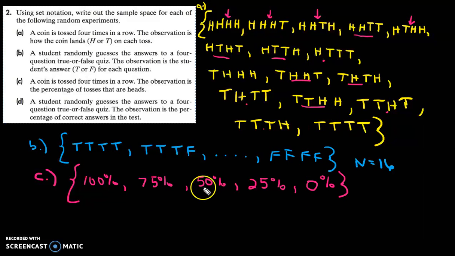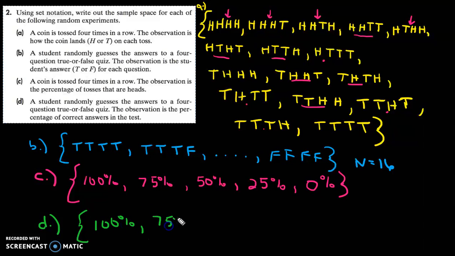And then part D, a student randomly guesses the answers on true or false. The observation is the percent of correct answers on the test. So if you just guess, how many different things could happen? Well, you could get really lucky. And notice how it says percent of correct answers. It doesn't say percent true or false, but they either have to be correct or incorrect. So you could get really lucky and you could guess 100% of them right.